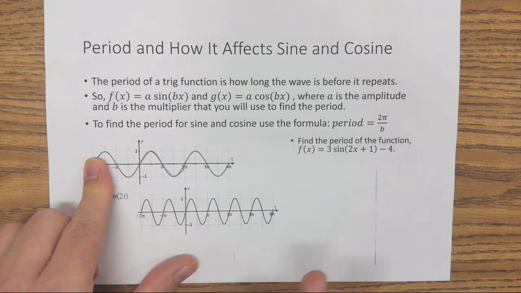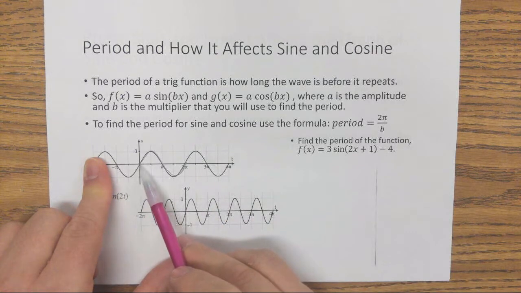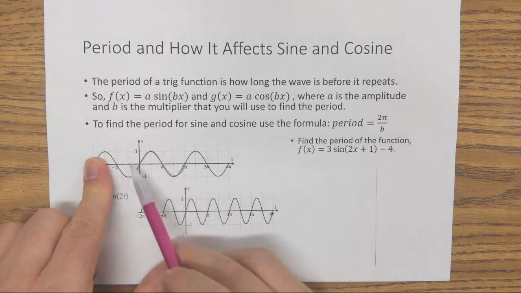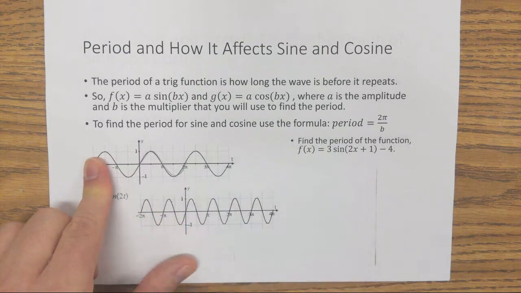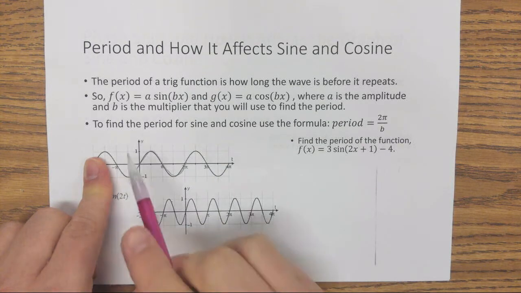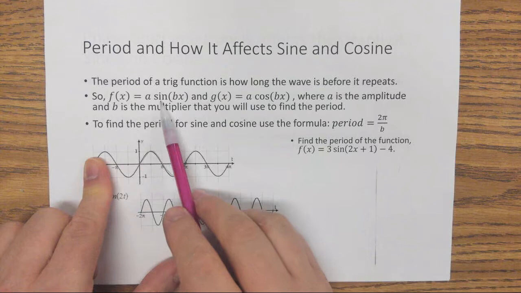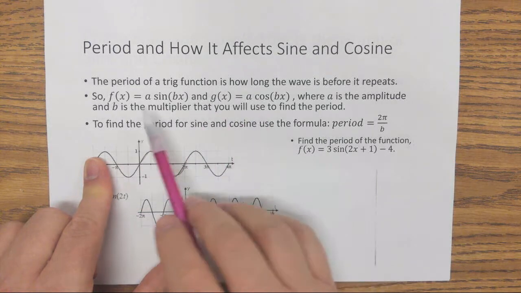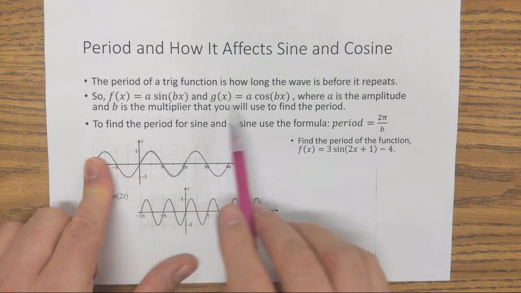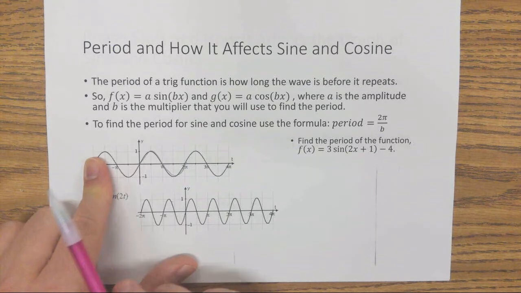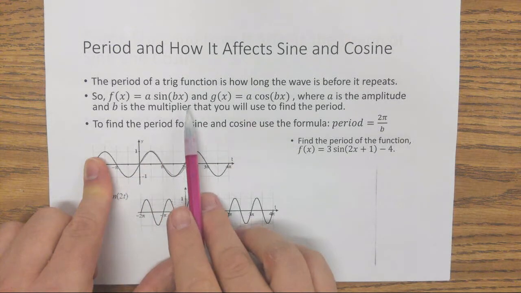As long as there's no transformations or anything put on it, the period is always a multiplier of 2 pi, or a distance of 2 pi. Okay? So, if I have a function of sine or cosine, all these rules apply both ways, the sine and the cosine function, and I'm looking for the period.